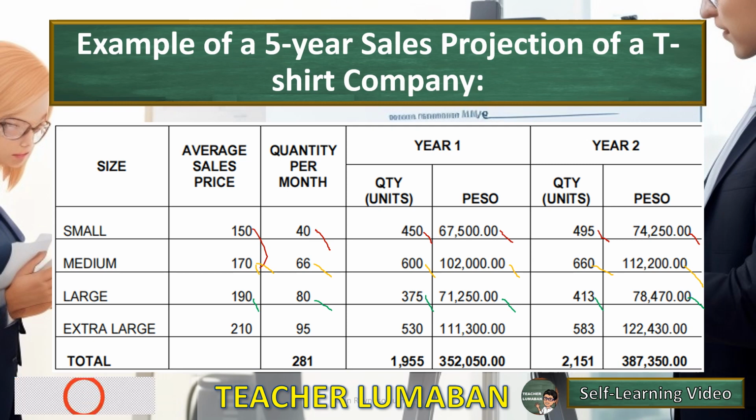78,470 pesos. For the t-shirt size extra large, the average sales price is 210. The quantity per month is 95. The first year quantity units are 530 with 111,300 pesos. In the second year, there are 583 quantity units with 122,430 pesos.